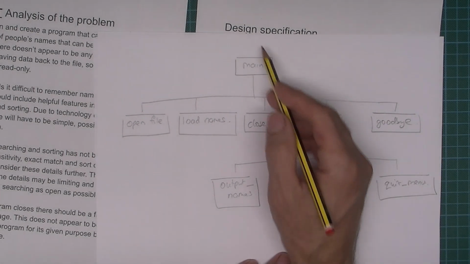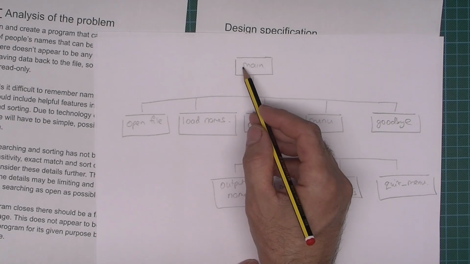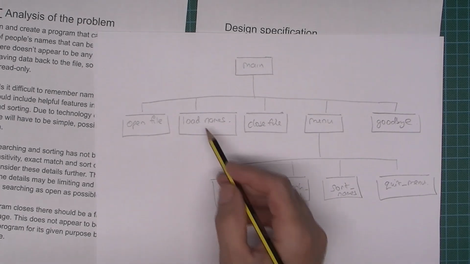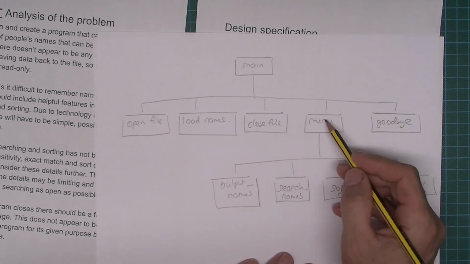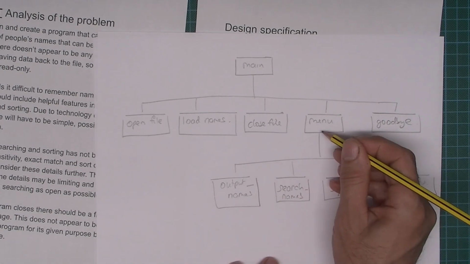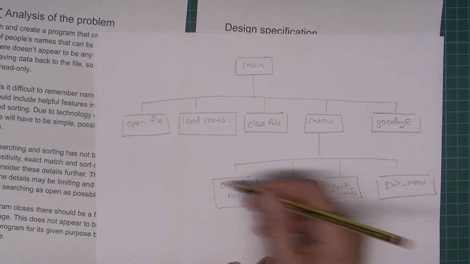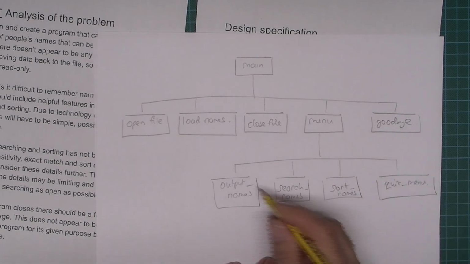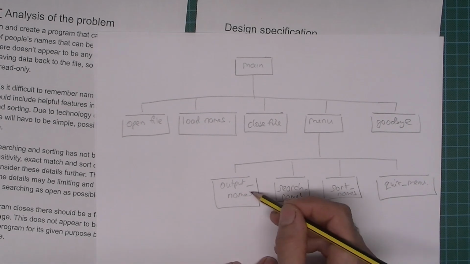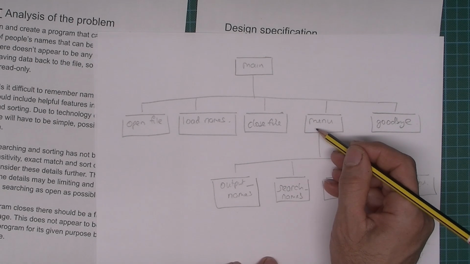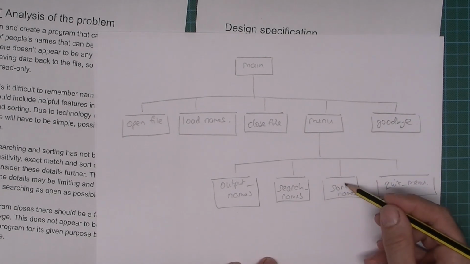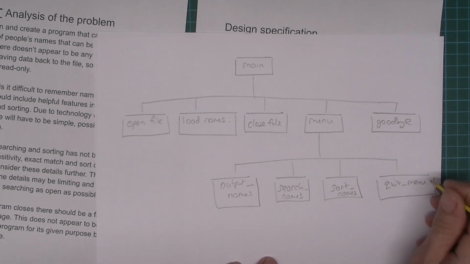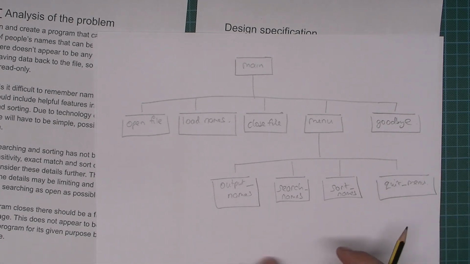Let's have a think about this now. The very first thing, when a program runs, it calls the main subroutine, which then calls the open file subroutine, and then load names, and then close file, and then menu. From menu, if the user chooses, because they don't have to choose all of these, it might be they only choose, say, sort names. Whichever one they choose, then, for example, output names will run, and then it goes back to the menu, and then the user gets to choose, say, sort names. They do that, then it goes back to the menu. They can do that as many times as they like, but then when they've chosen quit menu, that's what's going to happen.